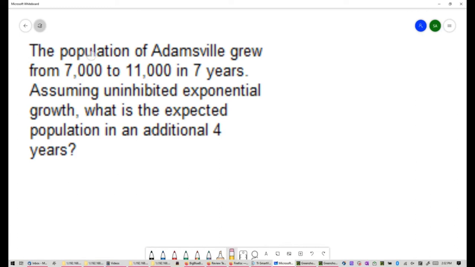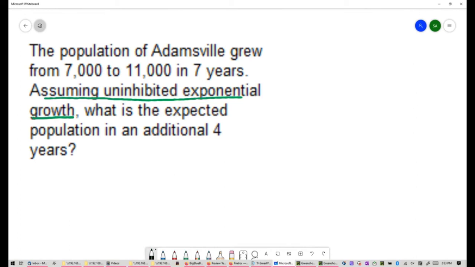The population of Adamsville grew from 7,000 to 11,000 in 7 years. Assuming uninhibited exponential growth, what is the expected population in an additional 4 years? So we have stated in the problem, assuming uninhibited exponential growth.